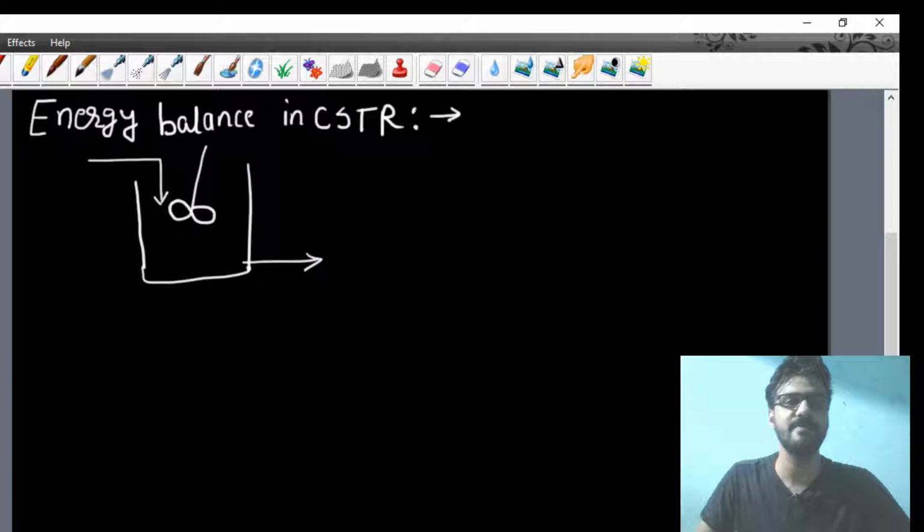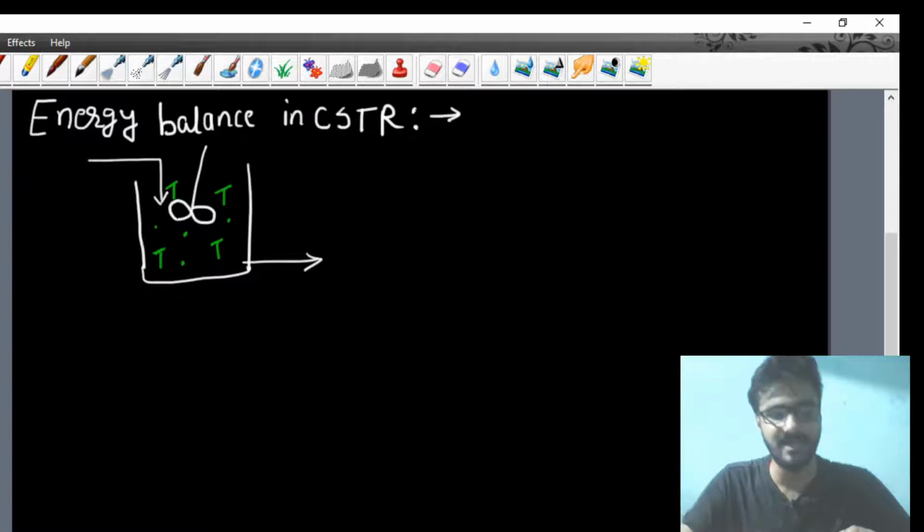The reason behind that is the process variable inside the reactor will be the same. If the process temperature here is T, then the temperature here will also be T, here also T, and here also T. If the concentration at that point is C, here the concentration will also be C. Means throughout the reactor, the process variable, either temperature, pressure, or concentration, anything, will be the same. That's why it is known as the continuous stirred tank reactor.